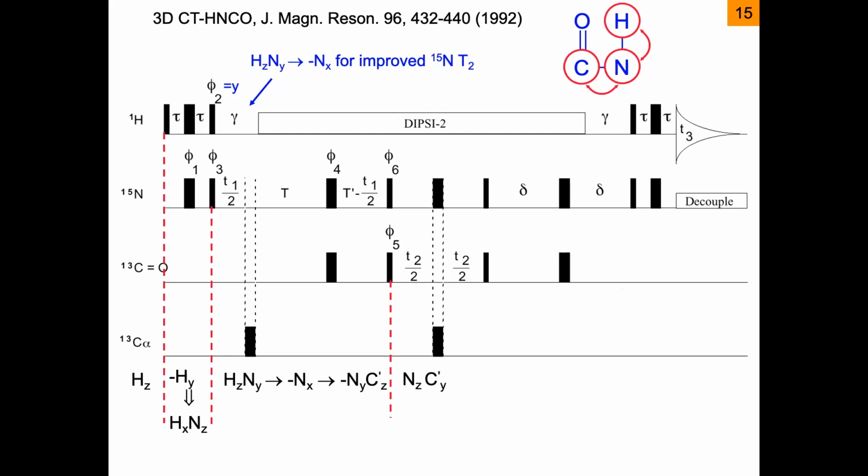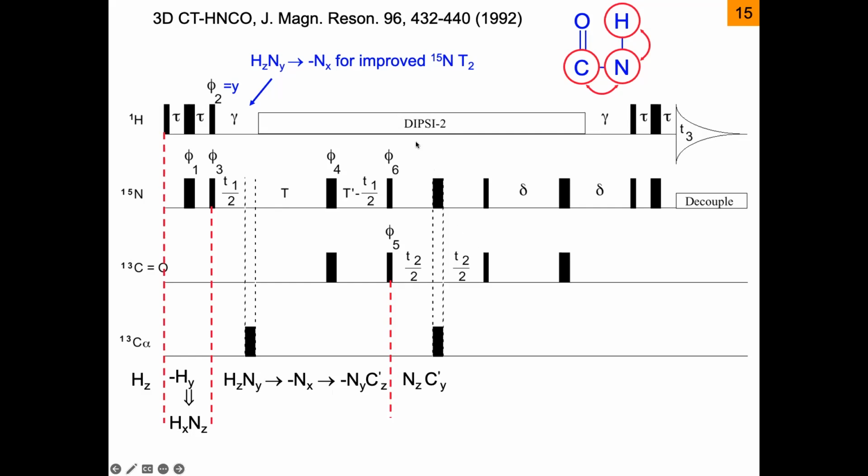This minus Nx magnetization now sees the coupling to the carbonyl, and the nitrogen to carbonyl coupling is 15 hertz. So I can ask the question, what would be the INEPT delay length without relaxation for 15 hertz? How long should that be? 1/(2 times 15), no? 33 milliseconds. So this period is about 33 milliseconds. And if you're just at 90 degrees, you would transfer from minus Nx to minus Ny carbonyl Z. You make carbonyl antiphase magnetization out of this.